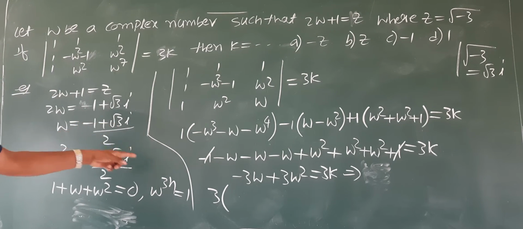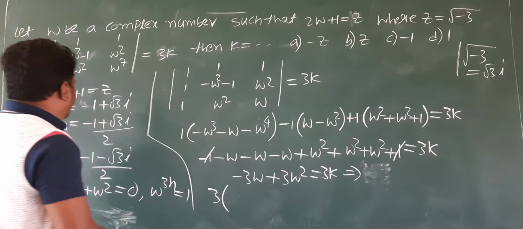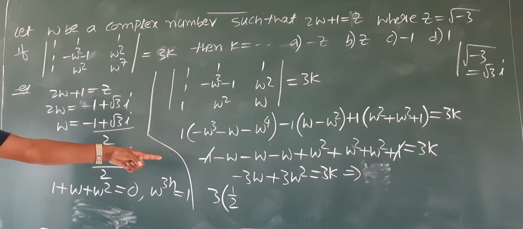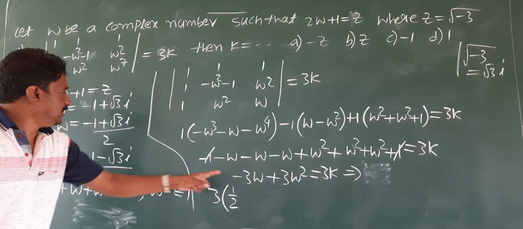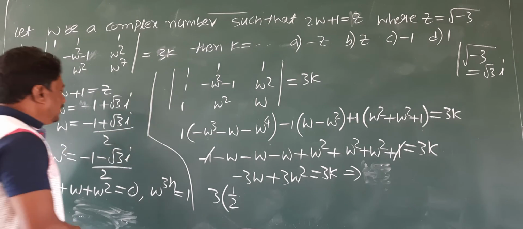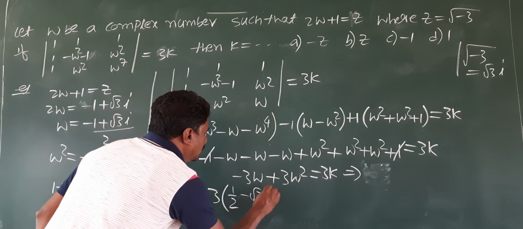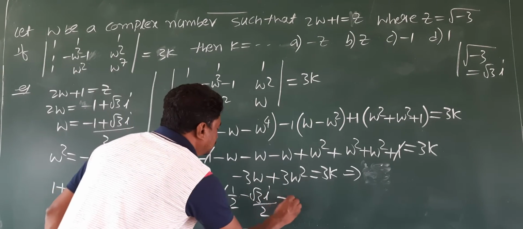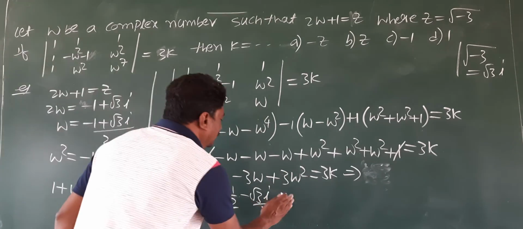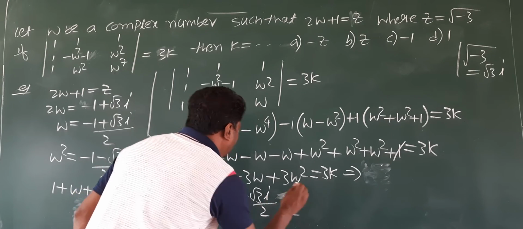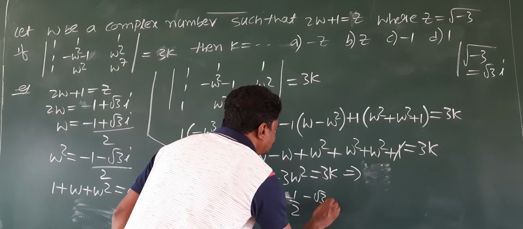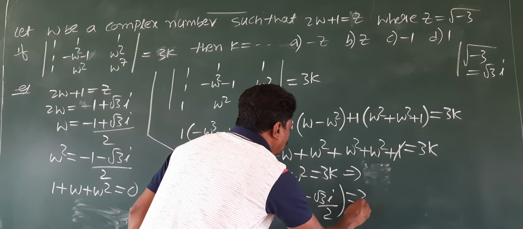Multiply this omega by minus, meaning plus 1 by 2. Multiply this omega by minus. Root 3 has been kept outside. Multiply by minus of minus plus 1 by 2. Minus into plus minus root 3 i by 2 plus omega square. So here we have omega square, minus 1 by 2, minus root 3 i by 2, is equal to 3k.